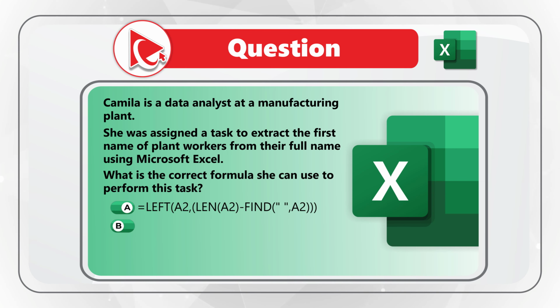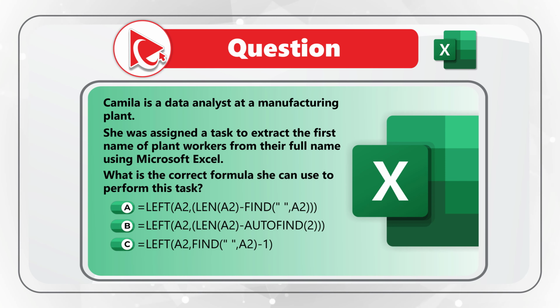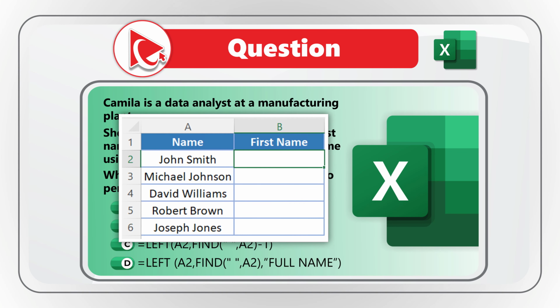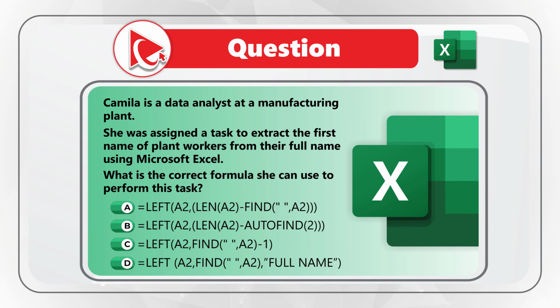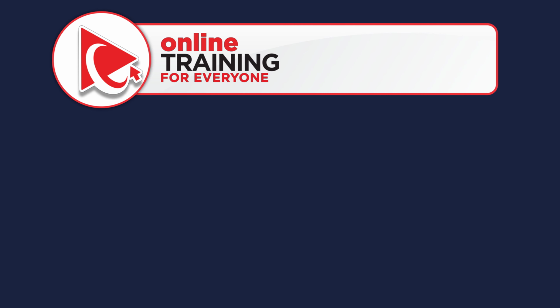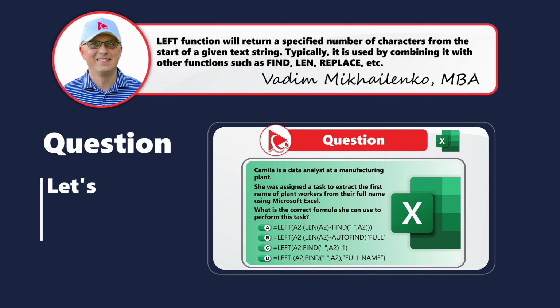Choices A, B, C, and D, as well as the snippet of data, where column A contains the full name of the workers and column B has the empty first name column. Do you know which one is the right formula to extract the first name? Take a close look, maybe pause this video to see if you can come up with the answer. And I'm moving forward so we can solve this challenge together.